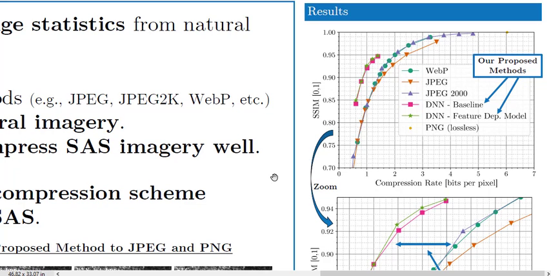Let's look at results. Here we show the compression rate as bits per pixel on the x-axis and image fidelity on the y-axis. Ideally, we want all points in this top left corner, which signifies best image quality and lowest bitrate. We compare our methods to several popular off-the-shelf methods, which are shown by this Pareto front here. We then show results for our two methods at 5 specific bit rates.